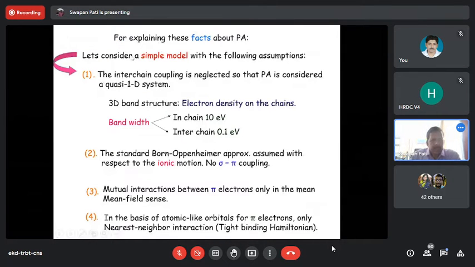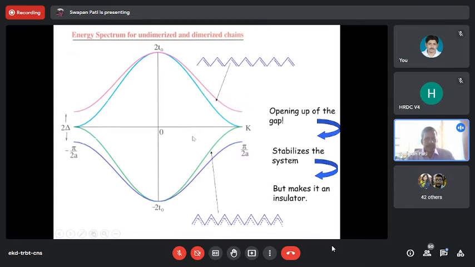Okay. So, in fact, they did a theoretical estimate of this one, that there is a chain only, and the interchain coupling is very, very small. So, this is a chain system, and there is a dimerization which opens up a gap, but it stabilizes the system and makes it an insulator.